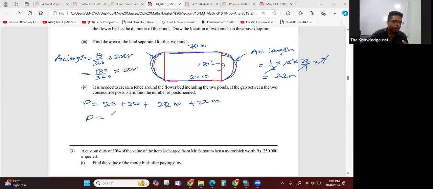So therefore perimeter is equal to 40 plus 44 meters. So therefore P equals 84 meters. And we are not done yet.